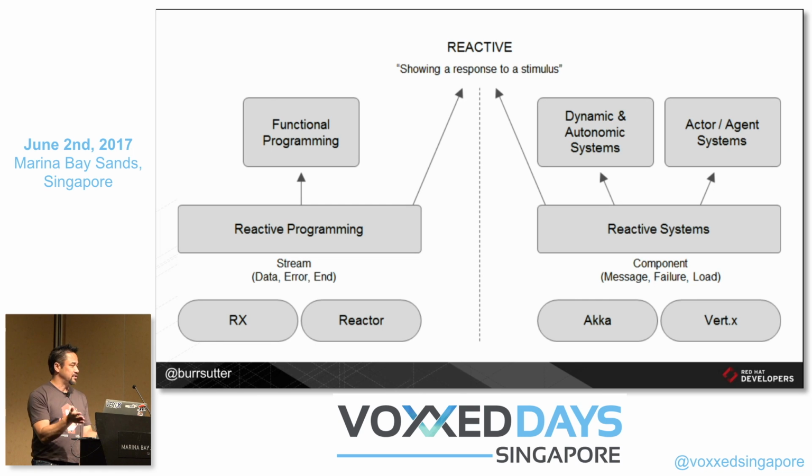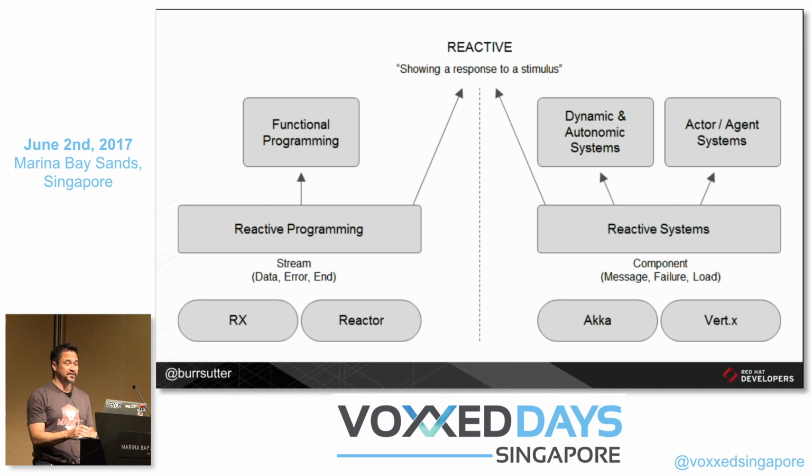On the other side of the equation, though, you have to think in terms of reactive systems. We'll spend more time here because reactive systems is where it gets interesting. Okay, reactive programming, pretty easy. Reactive systems, actually fairly tough, fairly hard. And this is the world of Akka and Vert.x specifically. These are the two main players in this reactive system space.